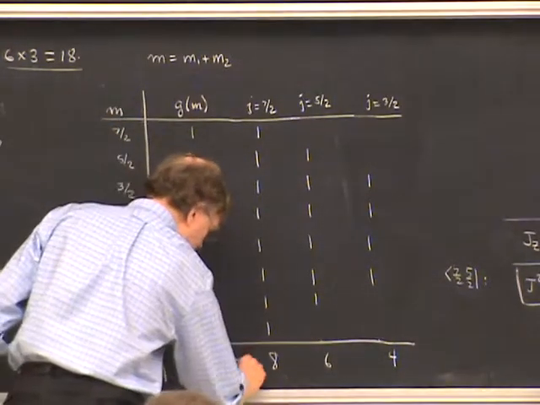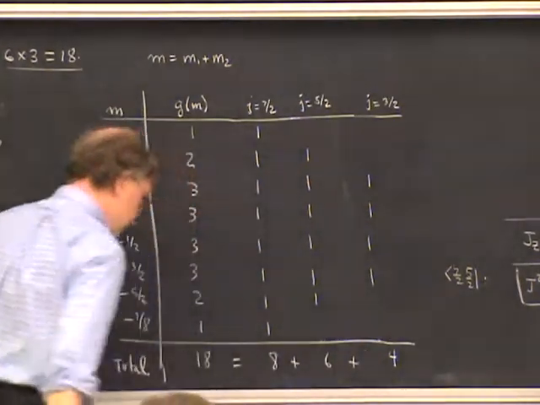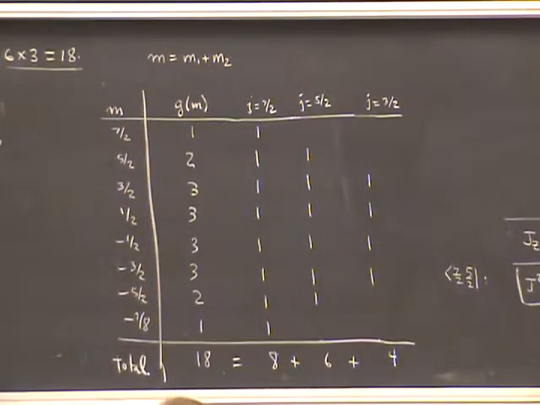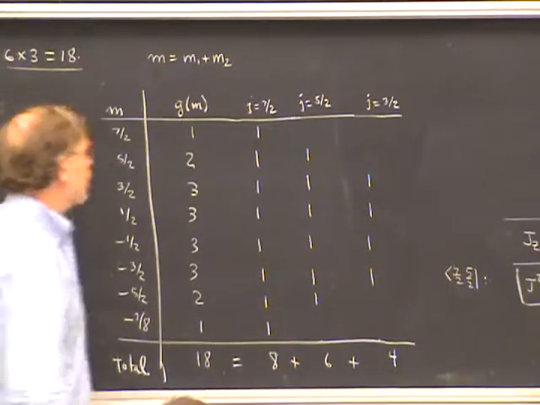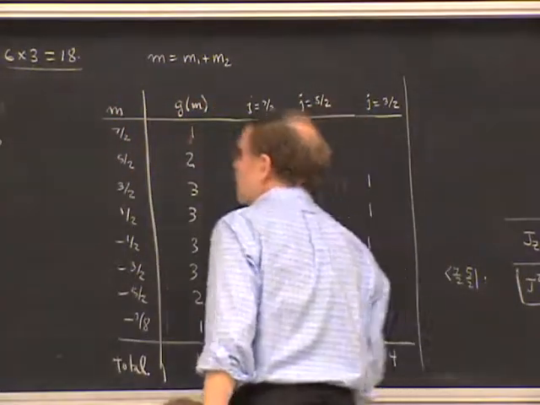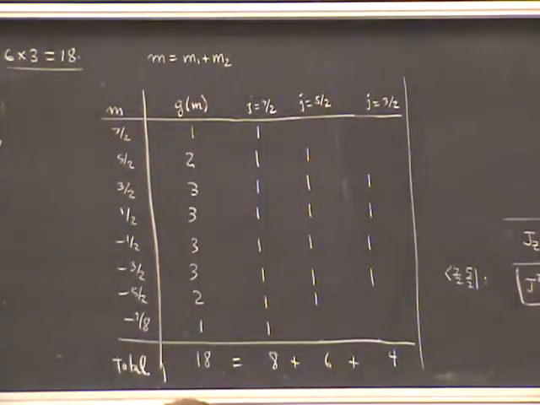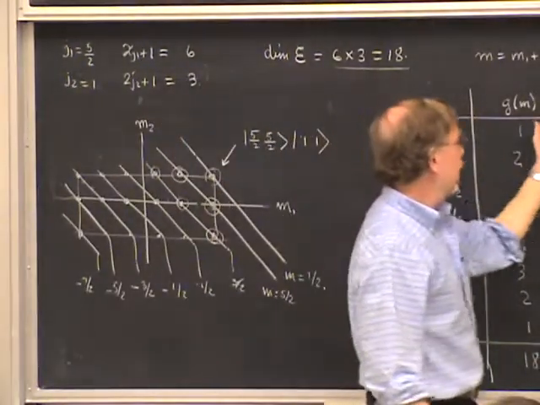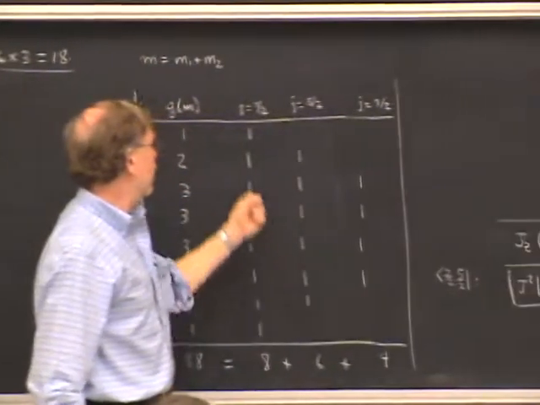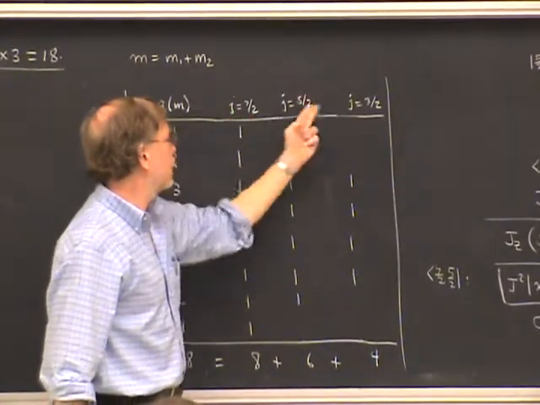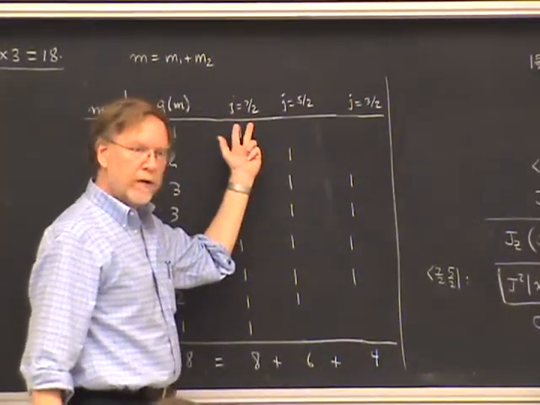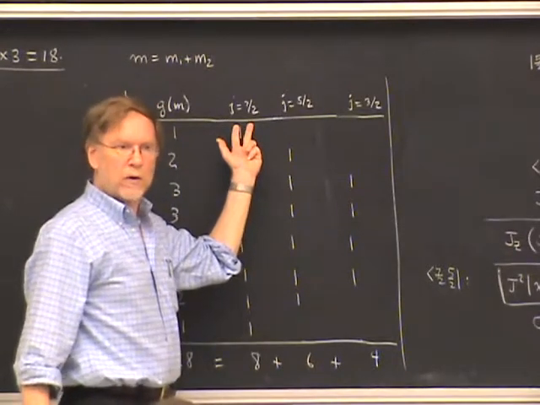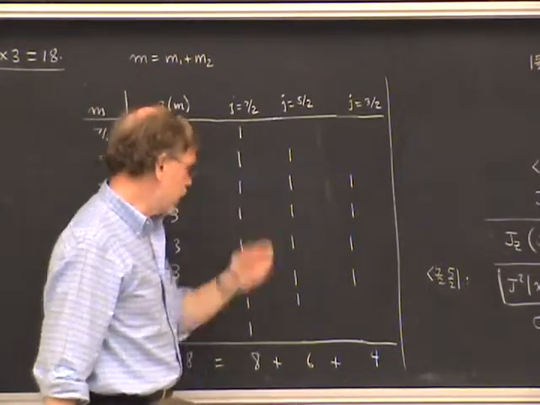In fact, if you add up down at the bottom, you get the dimensions, 18 is 8 plus 6 plus 4. And the result is that in this case, we see that the product of these two spaces with these values of j1 and j2 consists of 3 irreducible subspaces under rotations with the angular momentum values 3/2, 5/2, and 7/2. Moreover, they occur only once, so there's no need for an extra index to resolve the degeneracy.